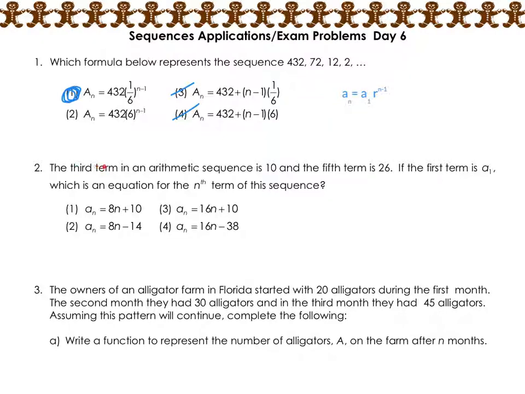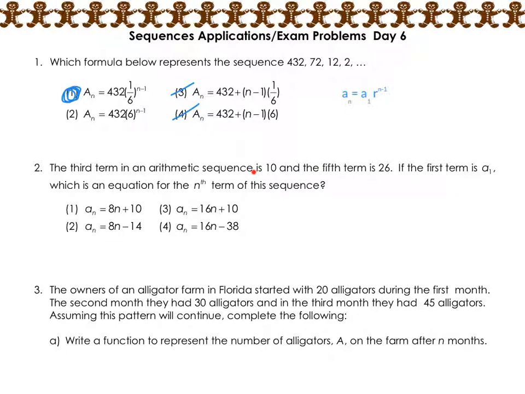Okay, number 2 says the third term in an arithmetic sequence is 10 and the fifth term is 26. If the first term is a sub 1, which is an equation for the nth term of this sequence? Well, if I know that it's arithmetic, I know that it's going to be like a linear function, and that makes sense because these are all in what looks like y equals mx plus b form, only written as sequences. So those make sense, but that doesn't help me eliminate any options. But I do know that I'm looking for an equation for the nth term of the sequence.